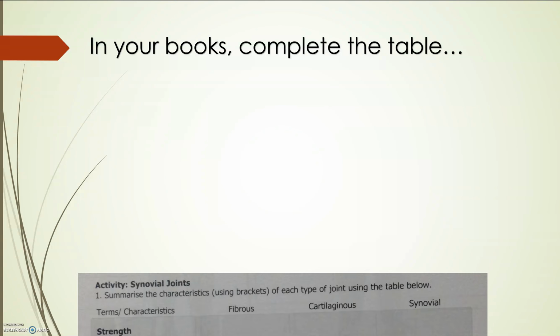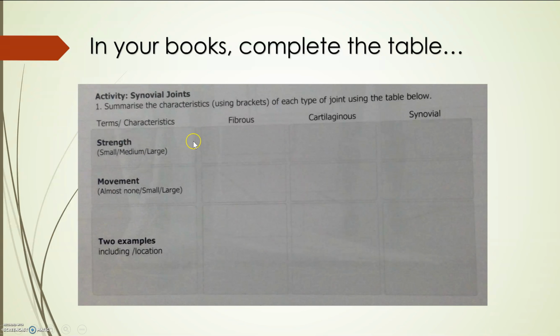So in our books, I'd like us to complete the following table based on what you think. You could just draw a little table in your book and summarize the characteristics using brackets for each type of joint, of the strength, the movement, and two examples using location.